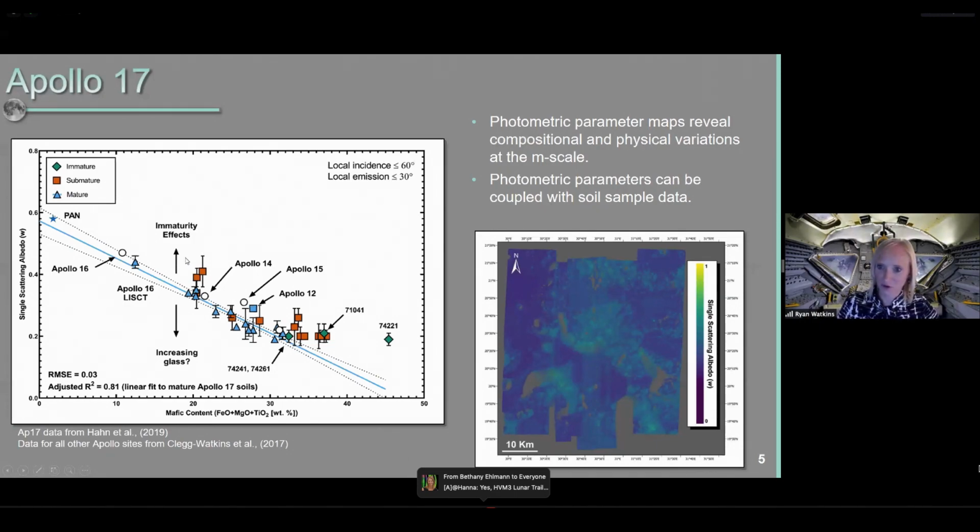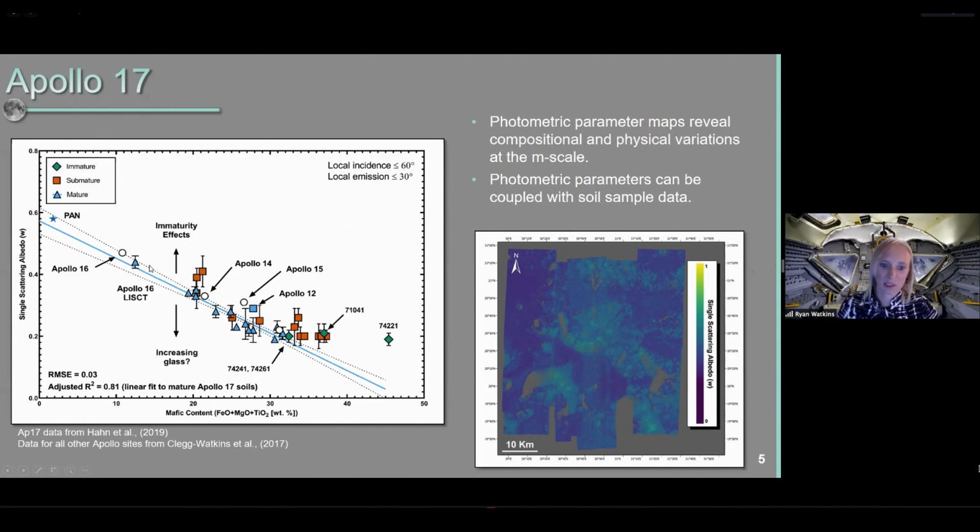Now, you do see a few effects becoming obvious. There are effects from maturity, so immature soils tend to plot above this relationship. We're also looking into the effects of glass content on this curve. That's a work in progress, but we do definitely see some effects of maturity.